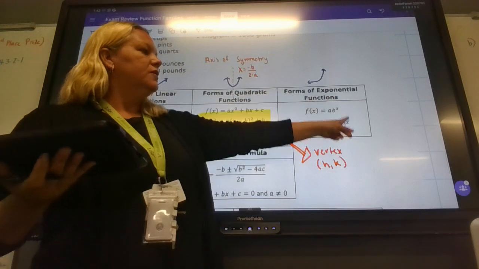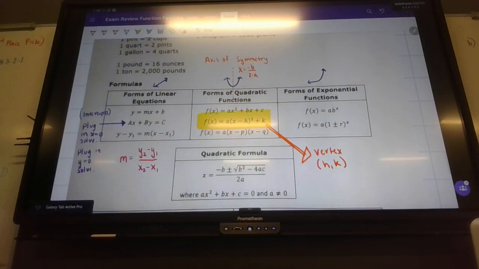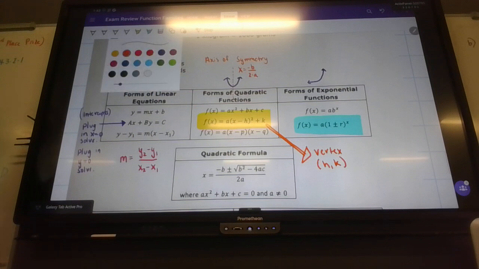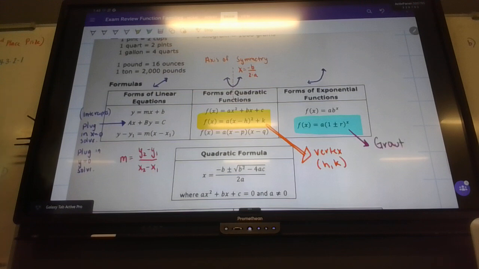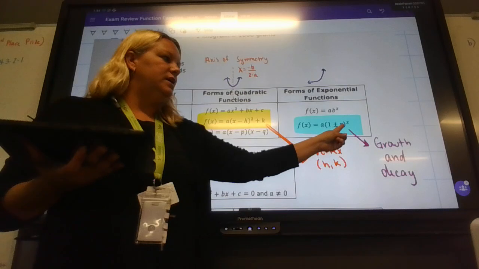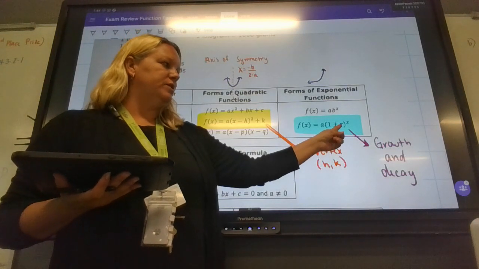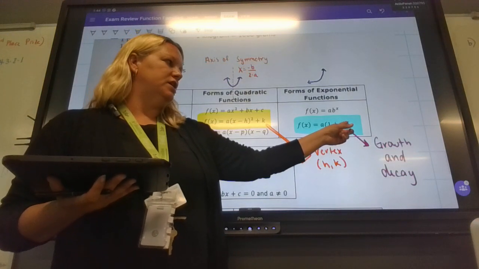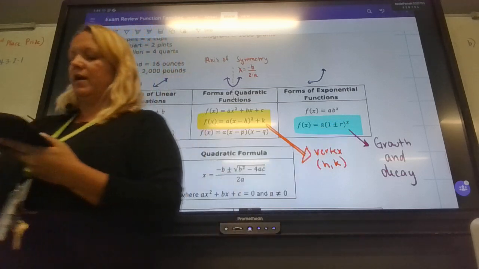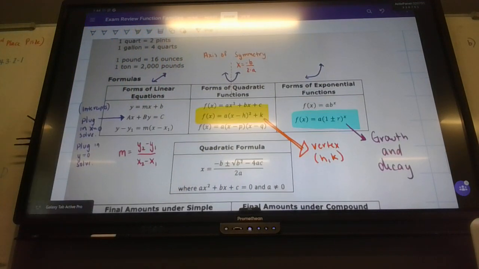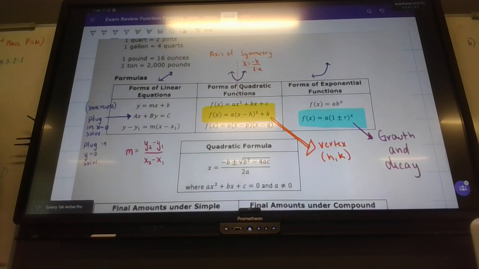So this one, forms of exponential functions. If you want to highlight it, you can. These were words like growth and decay. Like if you start with $1,000 and it increases at a rate of 5%, how much money would you have after 10 years? Remember that your rate goes in as a decimal.